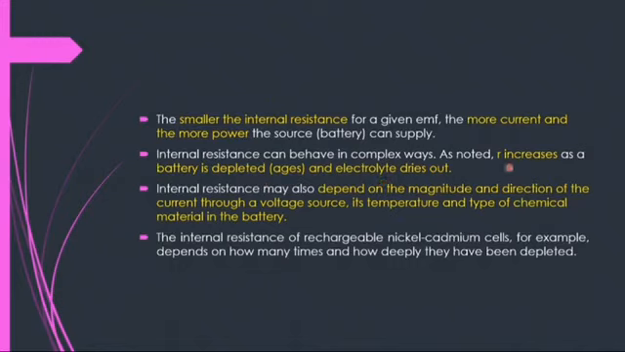As noted, r increases as a battery is depleted and electrolyte wears out. Internal resistance may also depend on the magnitude and direction of the current through a voltage source, its temperature, and the type of chemical material in the battery. The internal resistance of rechargeable nickel-cadmium cells, for example, depends on how many times and how deeply they have been depleted.